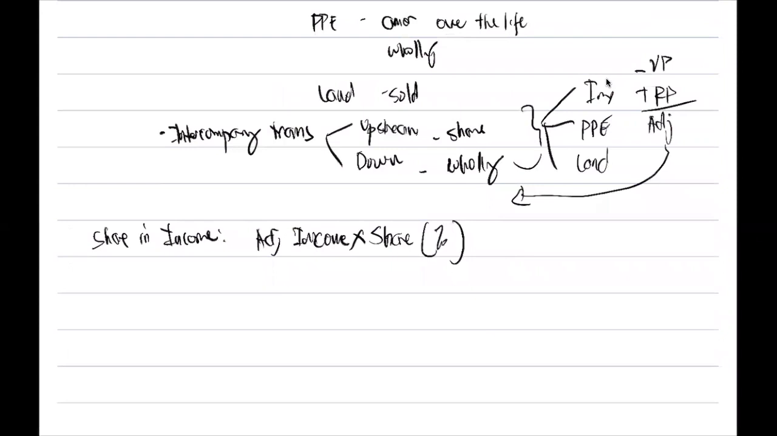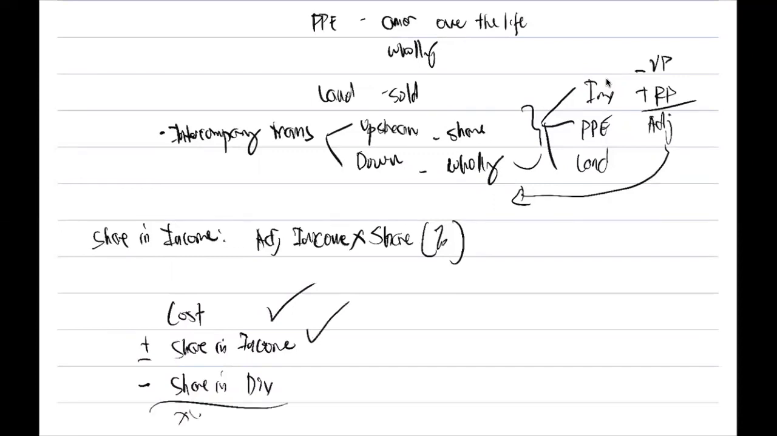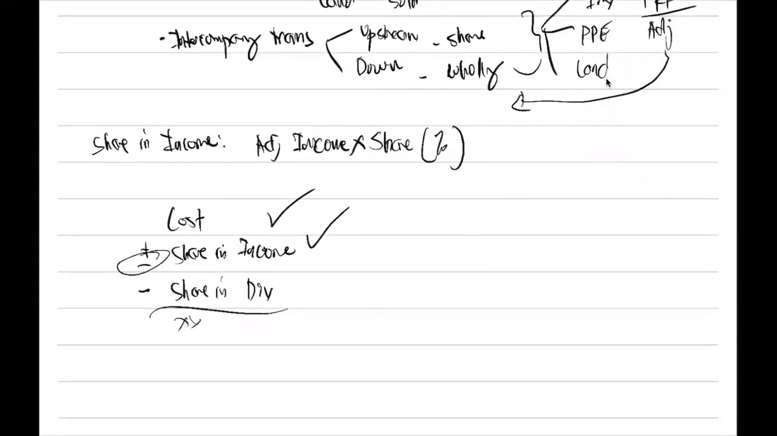Okay, so we're almost done with our formula. Our formula is again cost plus or minus share in income, less share in dividends. Okay, so we're done with these two items. However, before we proceed further, why is there a minus here in share in income? Because there might be a loss. And for your loss, you need to talk about your heavy losses.